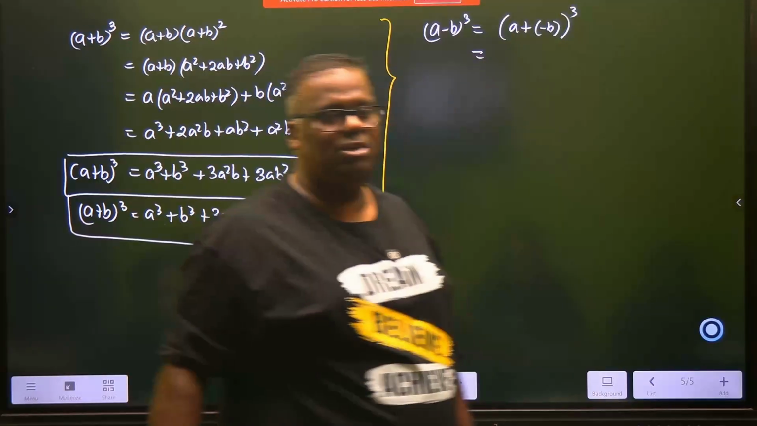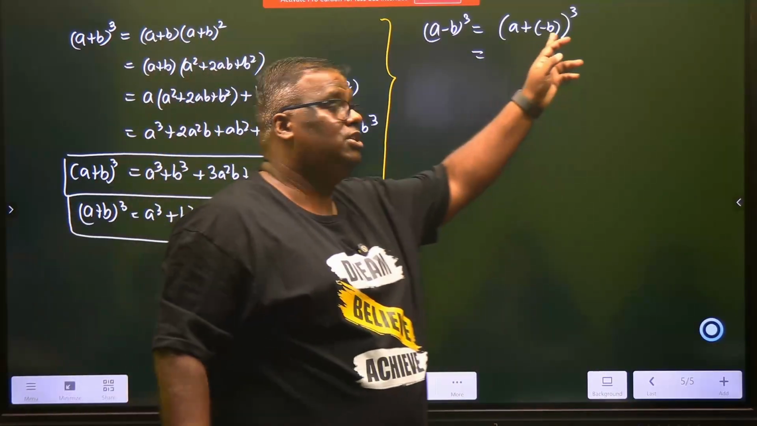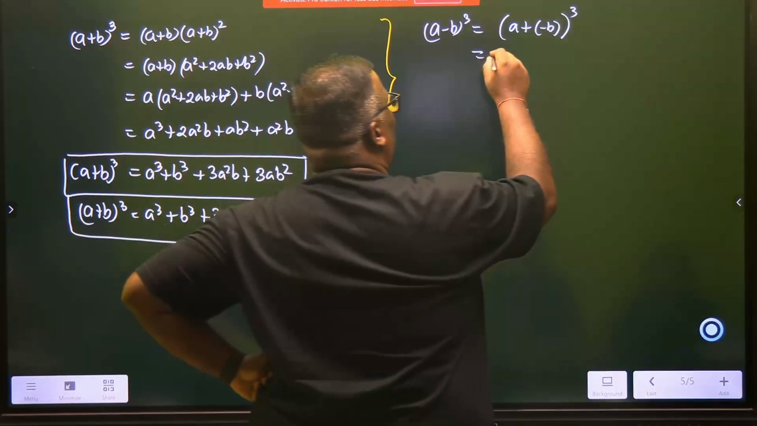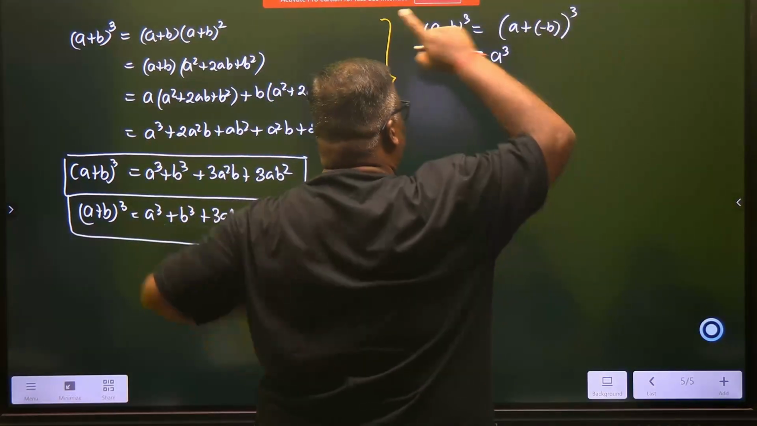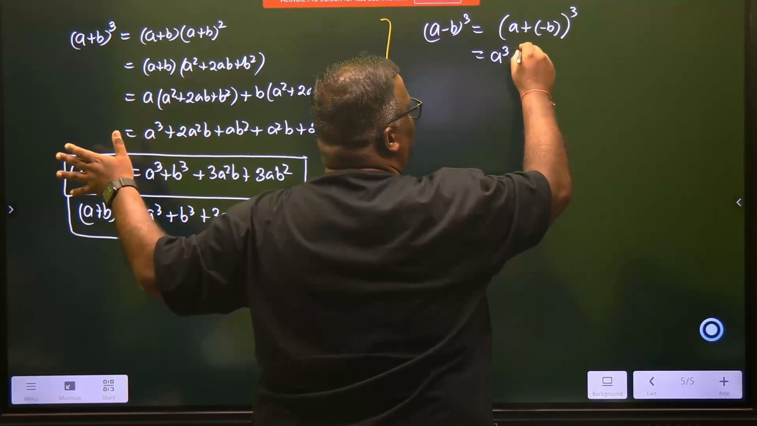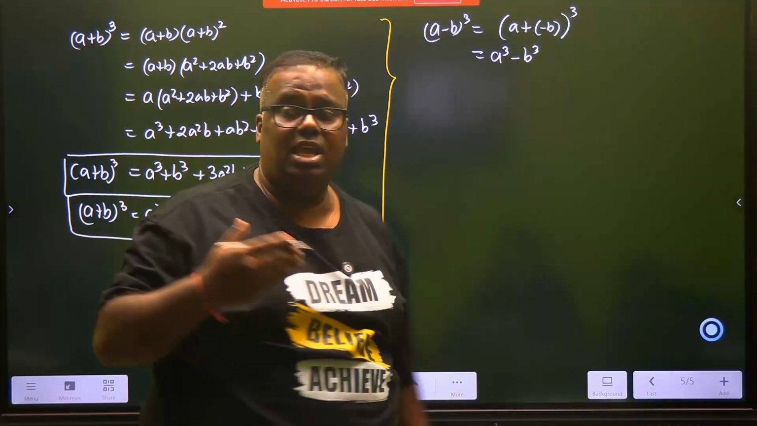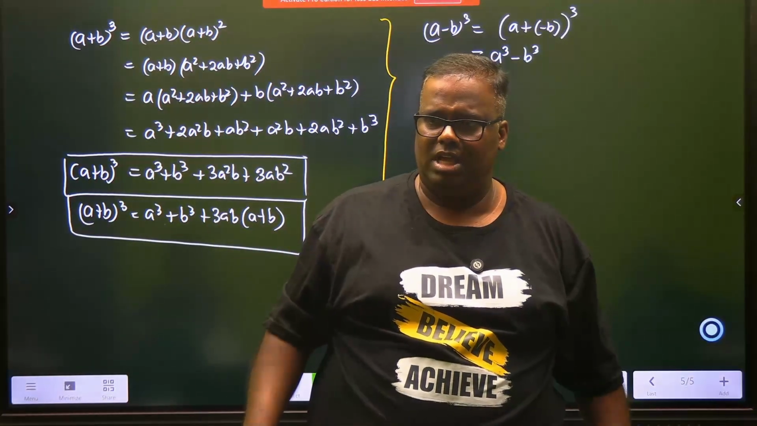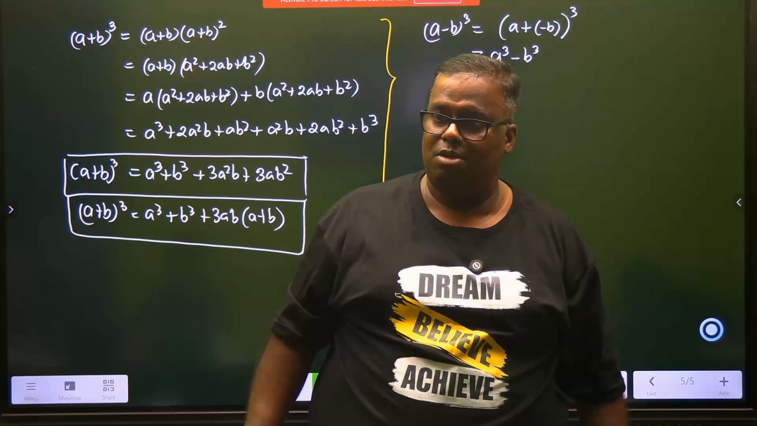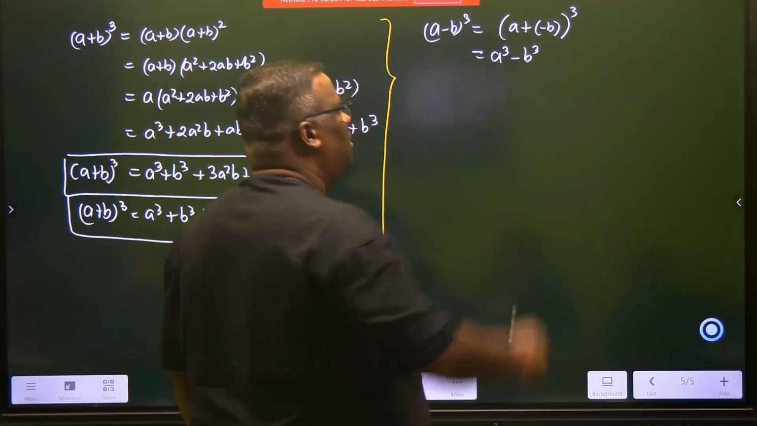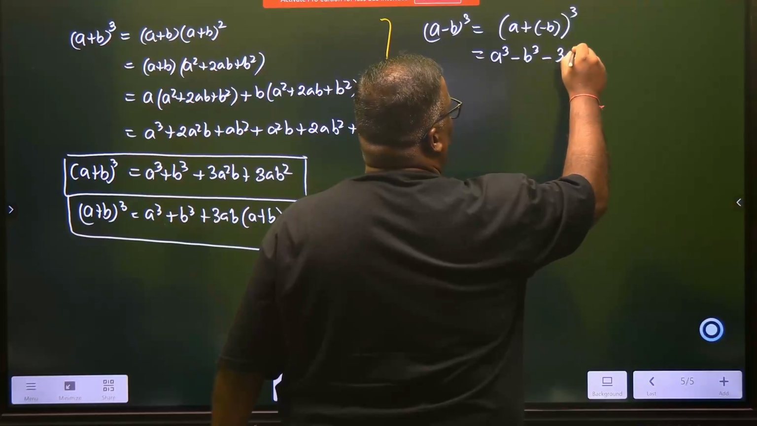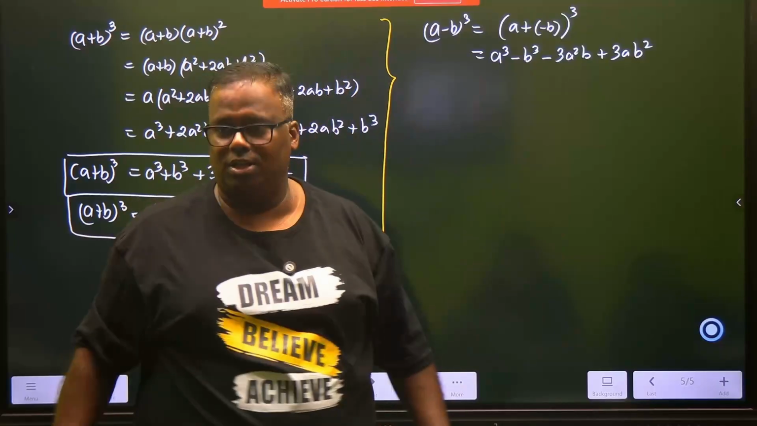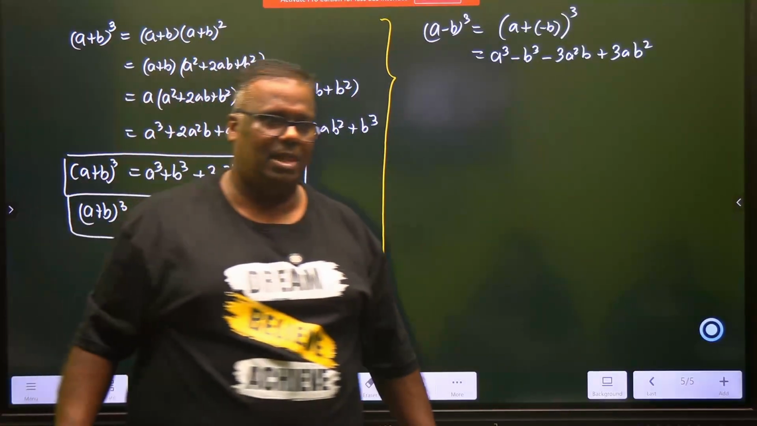a cube plus a plus b whole cube. So this is minus b, so every odd exponent would be negative. My formula starts with a cube, then b cube, but b is negative, so it will be minus b cube. 3a square b will become minus 3a square b. A is positive, right? So a square is positive, but b is coming alone. Okay, minus 3a square b, and plus 3ab square, because now b is on a square term, so it becomes positive.